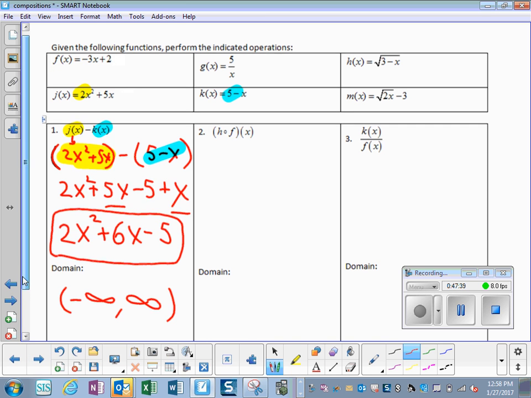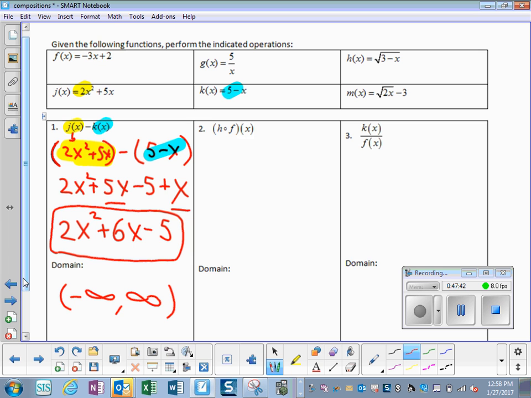Teddy, are you okay? Yes, good. Number 2. What does this mean? Is it multiply or composition? Composition. Multiply would be the shaded one. So I will rewrite, just because it's easier for me to process. This is h of f of x. Okay? So the h comes first.